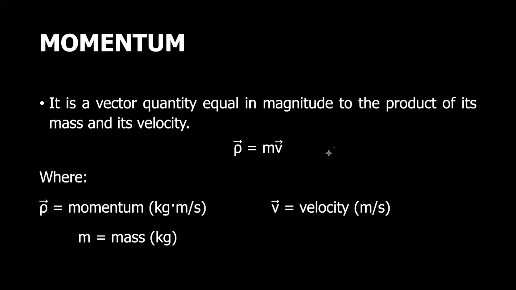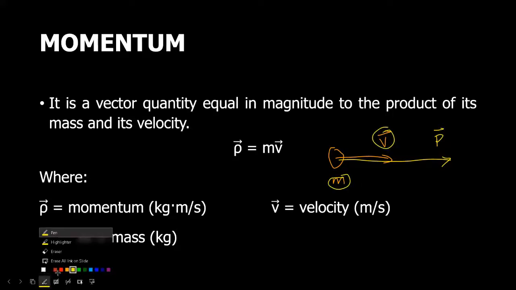So technically speaking, suppose may object ka dito, may velocity siya, may mass siya, therefore yung kanyang momentum has the same direction as the velocity, and yung magnitude niya is the product of this velocity and this mass. Okay. So ang unit natin for momentum is kilograms meters per second. Yung mass is in kilograms and yung velocity is in meters per second.